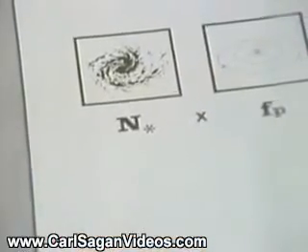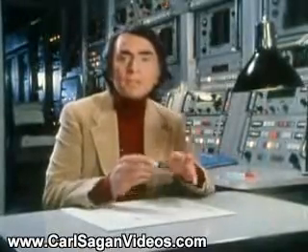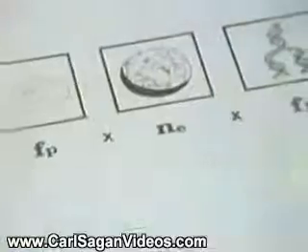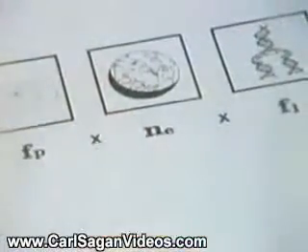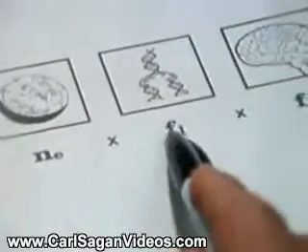It depends on the fraction of stars that have planets. Let's call that f sub p. It depends on the average number of planets in a given solar system that are ecologically suitable for life. Let's call that n sub e. It depends on the fraction of suitable planets in which life actually arises. Call that f sub l.